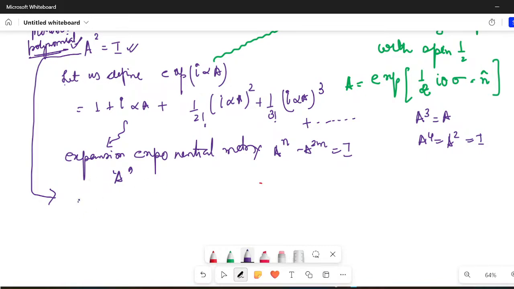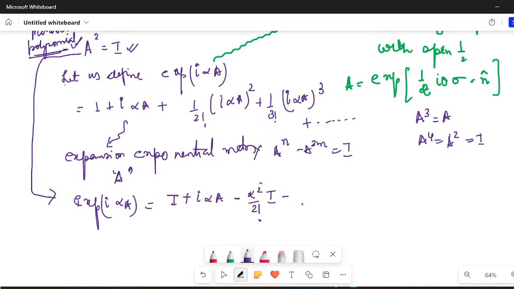Let us see how. So I know that if I write exponential iota alpha A in terms of series, then what it will be equal to? It will be equal to, instead of 1, I will write identity here in order to preserve the order, and then plus iota alpha A. What will be A square? I told you A square will be again identity. Okay, so it will be minus of alpha square upon 2 factorial times identity. Then what would be this?